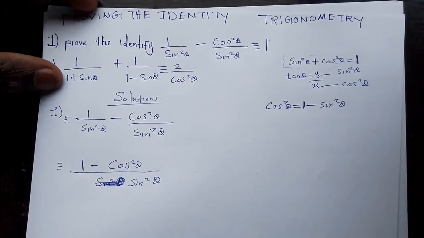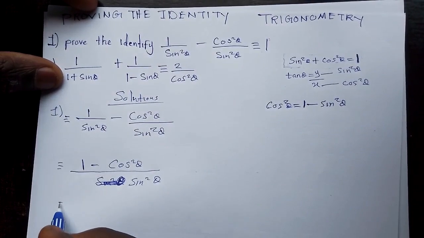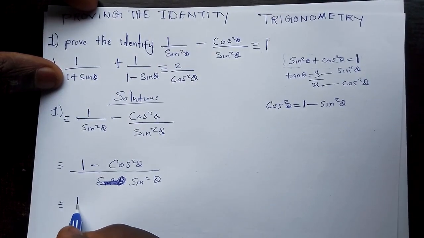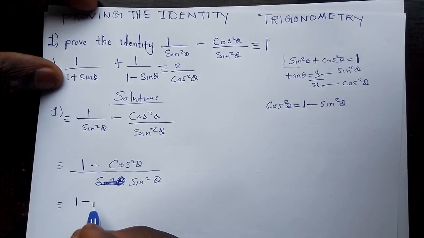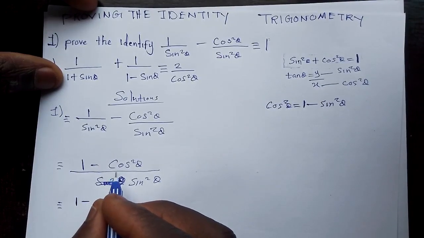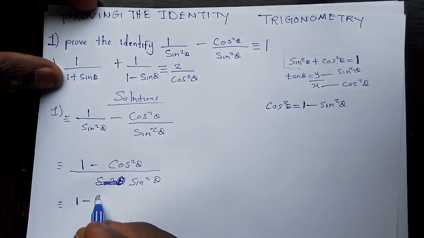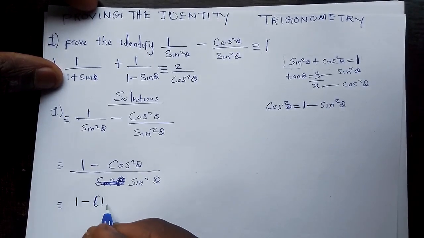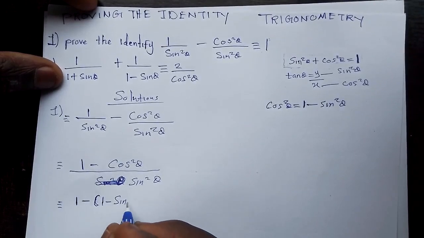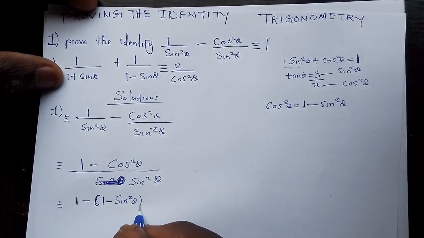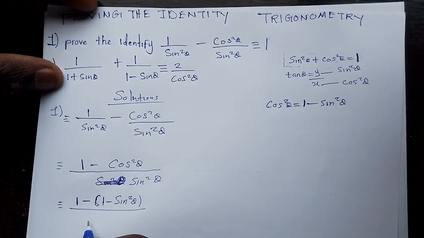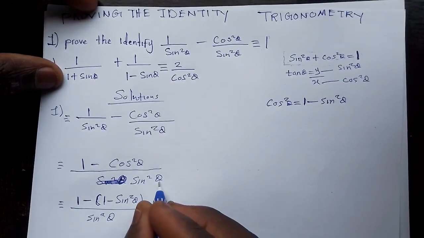So in this case, I'm going to say equivalent to 1 minus, then where there is cos, I'm going to put 1 minus, so I'm going to open bracket, 1 minus sine 2 theta, then close, over sine 2 theta.